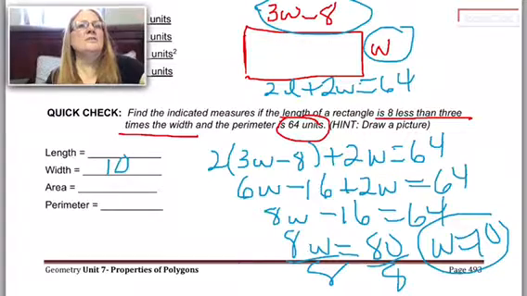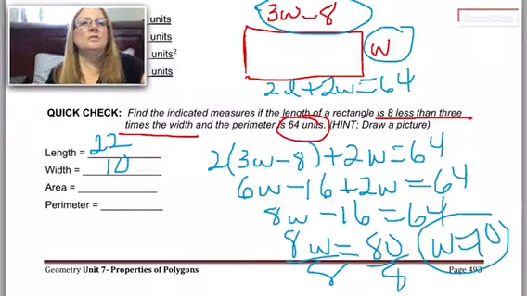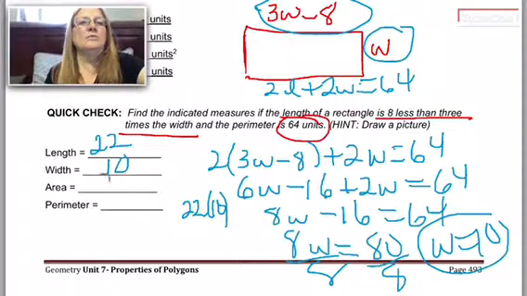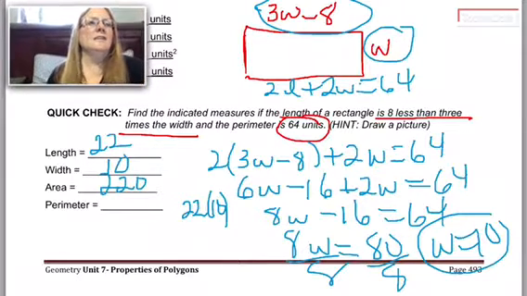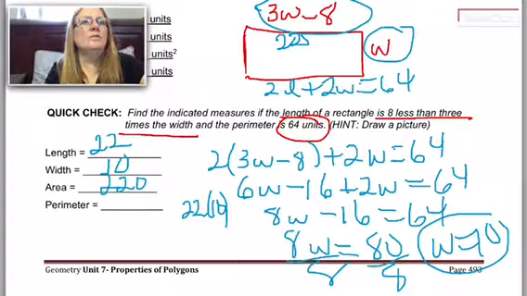My length is 3 times 10 minus 8, so 30 minus 8 is 22. So the area is 22 times 10, or 220. And then the perimeter is, if the width is 10 and the length is 22, 44, 64.